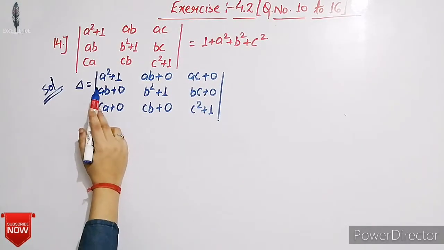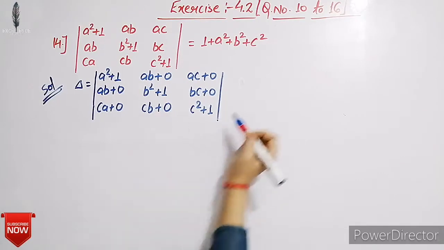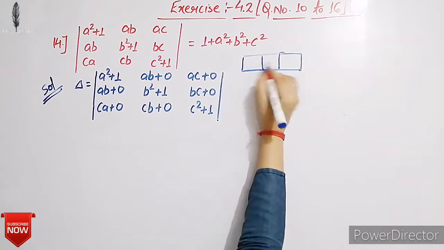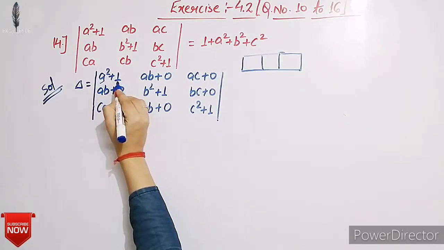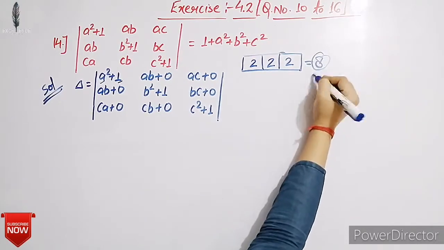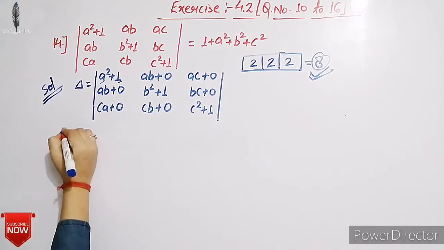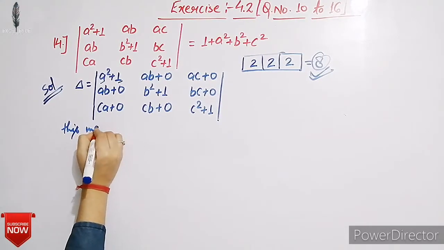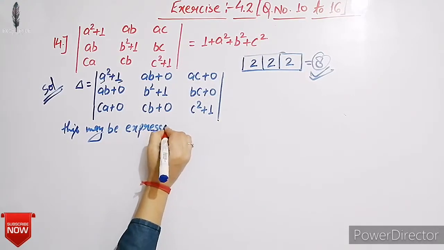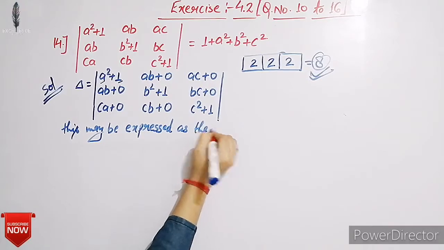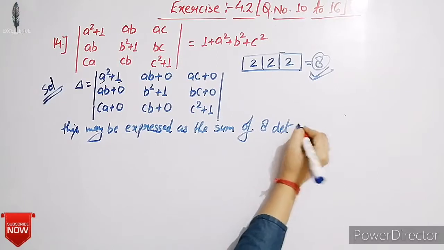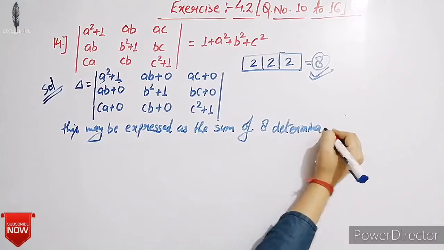Now, each element is in the form of sum of two terms. So, here we have three columns and each column has two choices. First has 2, second has 2, and third has 2. So, using permutations, 8 determinants are possible. So, this may be expressed as the sum of 8 determinants. Let's see how.